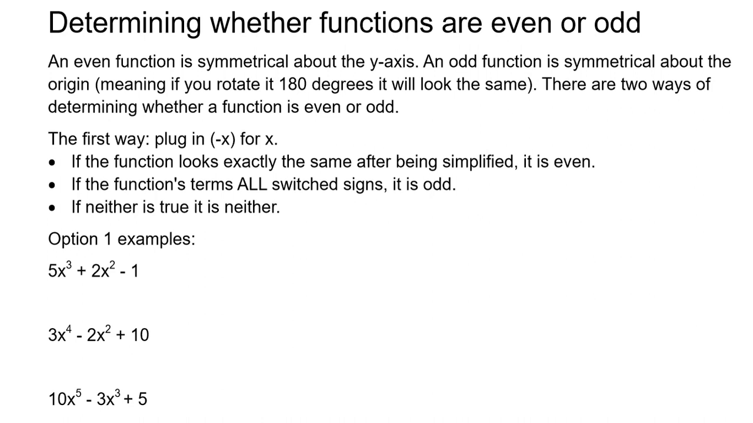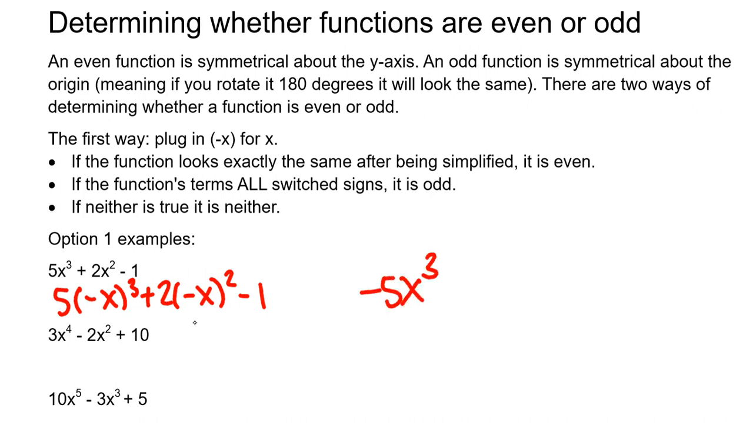There's 2 ways of determining whether a function is even or odd. So the first way, we're going to plug in negative x every time that we see x. Okay, so negative x cubed, well, 3 is odd, so that means it keeps the negative. So this becomes negative 5x cubed. 2 is even, so again, I'm talking about this 2, not the front 2. So remember, if we square a negative, it becomes positive, because a negative times a negative is positive. So this right here is going to be plus 2x squared. And the -1, we don't have any x's, so we don't have to do anything with it.